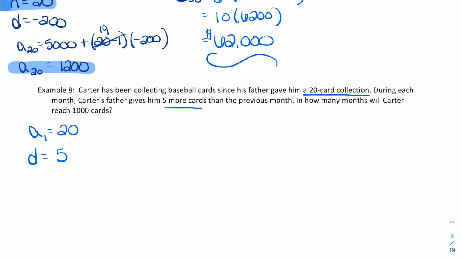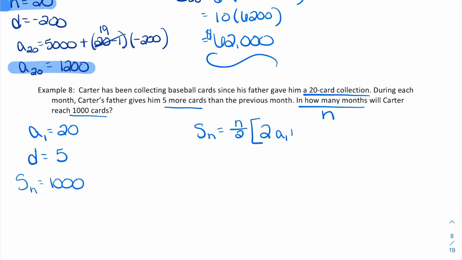In how many months will Carter reach 1,000 cards? So that's actually a total. S sub n is a total of 1,000. So what I'm actually after is n, my number of terms. Okay, so I'm going to take formula number 2, which says S sub n is going to be n divided by 2, and then it's 2 times a sub 1 plus n minus 1 times d. The only thing I don't know but I'm looking for is n.